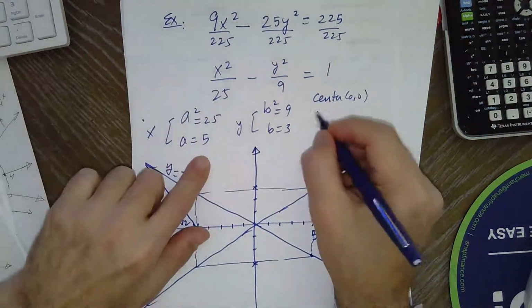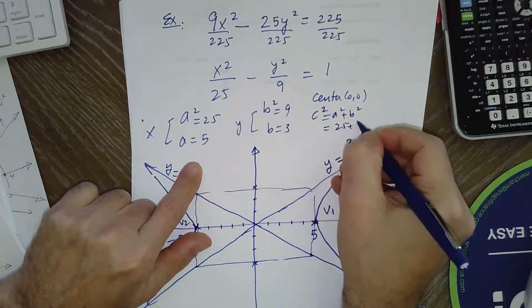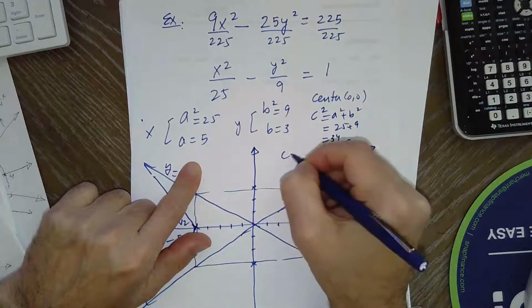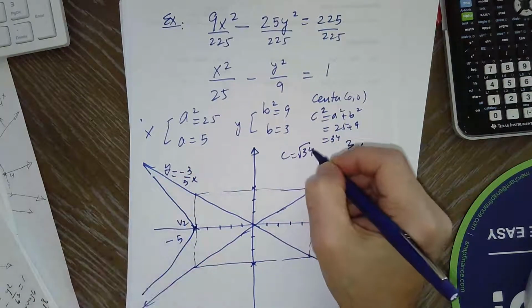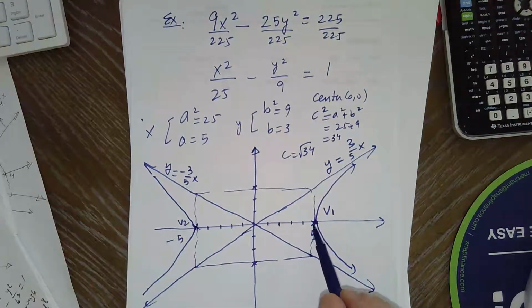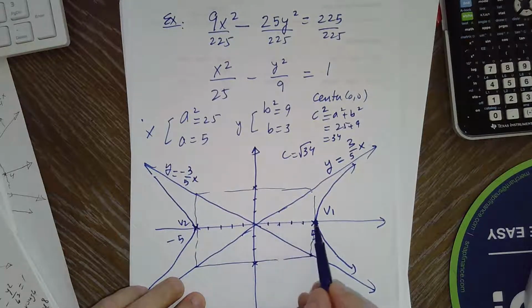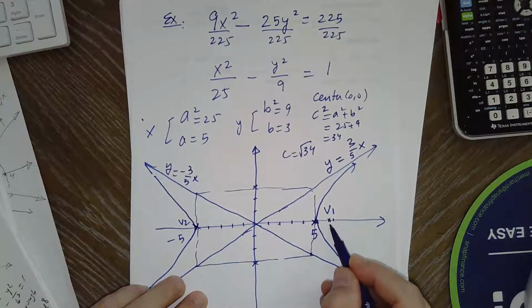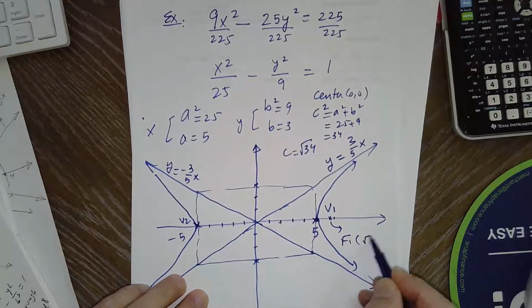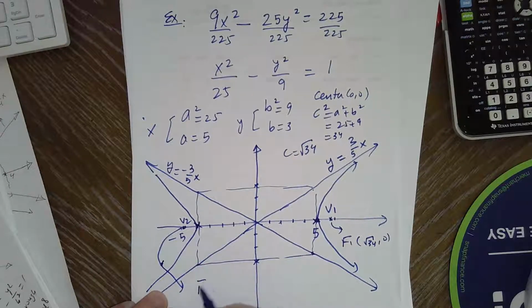To find the focus, we need c. c squared is a squared plus b squared. 25 plus 9 is 34, so c is square root of 34. So we're going to go from the center. Square root of 34 is somewhere between 5 and 6, closer to 6. 1, 2, 3, 4, 5. This is 6, so F1 is root 34, 0. F2 is negative root 34, 0.